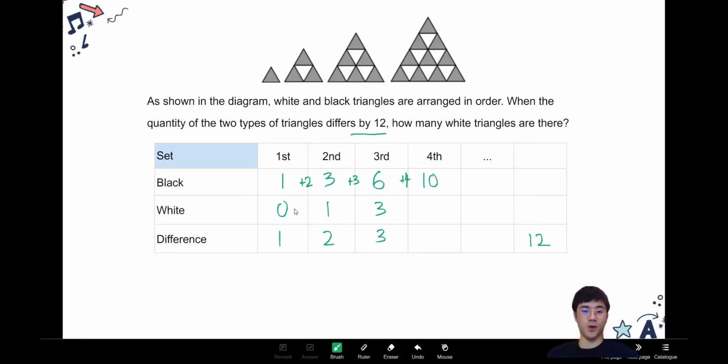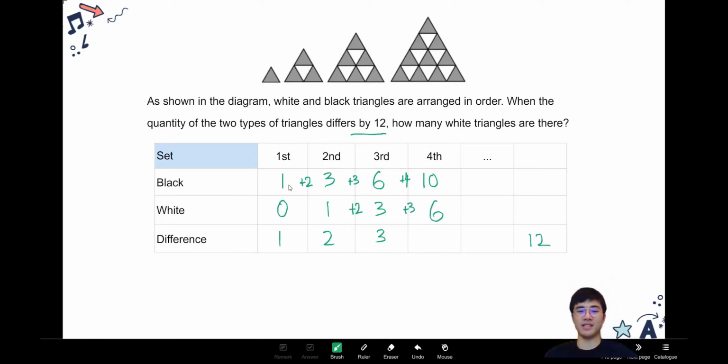But what about the white triangles? For the white triangles, you can see that the second has 1 white triangle. But when it comes to the third one, there are 2 extra white triangles, which makes 3. When it comes to the fourth one, how many should we add? You can see that from the first to the second, it adds 2. And what about here? Should be 3. So 3 plus 3 equals 6.